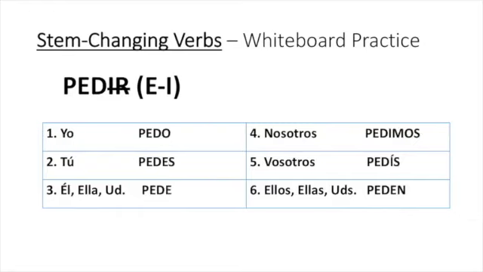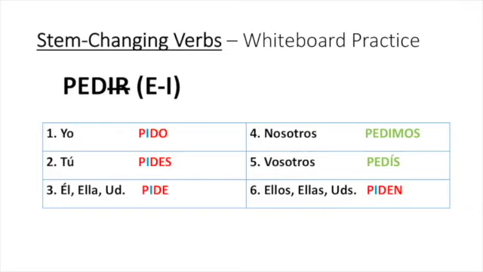As you can probably guess, the nosotros and vosotros are good to go. They're totally cool, nothing wrong there. We can leave those alone because they are not inside the boot. Everywhere else, though, we need to change our E to just an I. So we get pido, pides, pide, pedimos, pedís, and piden.